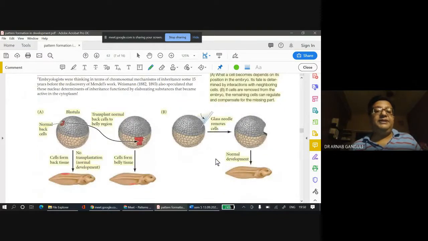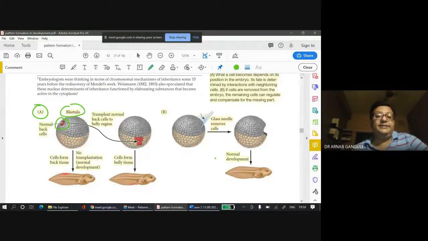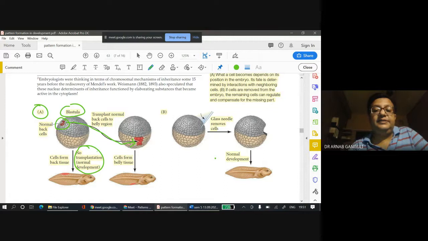The famous experiment which I just told right now. This is the blastula. In this region are the normal black cells. Cells from black tissue, no transplantation, you see a normal development. Then this region is transplanted into this region. This region will form in this region.